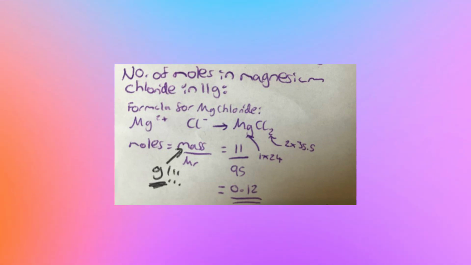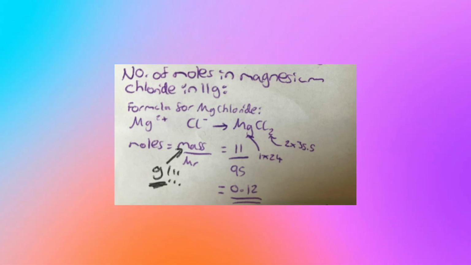So for example, if we were asked to calculate the number of moles in 11 grams of magnesium chloride, we'd use the equation moles equals mass over Mr. We have been given the mass in grams already, that's 11, and now we need to work out the Mr. However, we might not be given the formula magnesium chloride, so we'd need to work that out by identifying the charges. Now we know by looking at the periodic table that magnesium is in group 2, so it's going to form an Mg2+ ion. Cl, chlorine, is in group 7, so it would form a Cl- ion. We need to balance out those charges, so we'd make MgCl2.